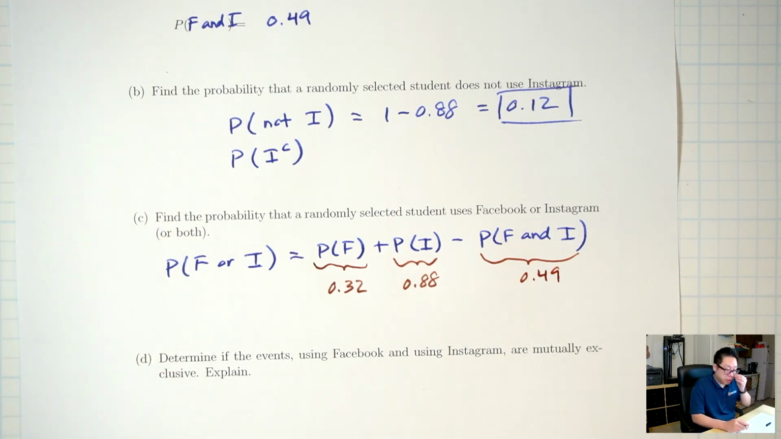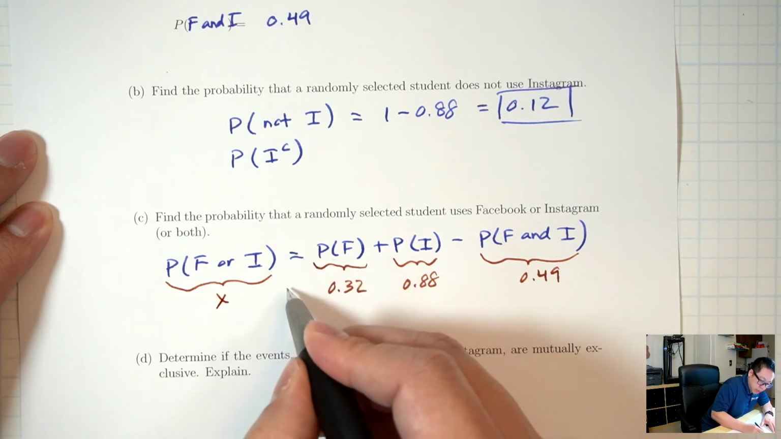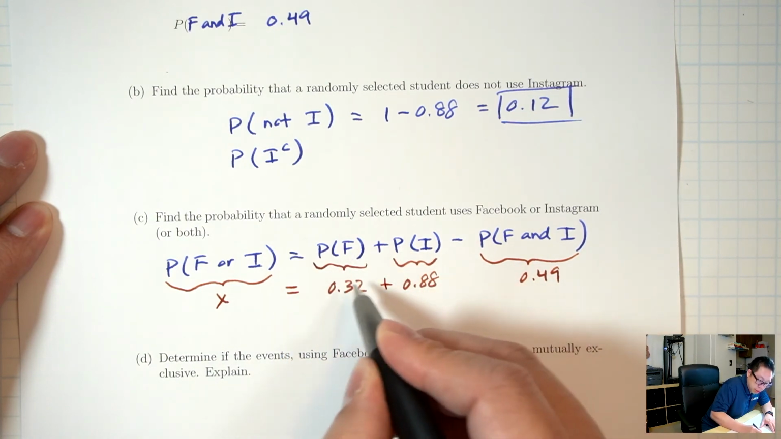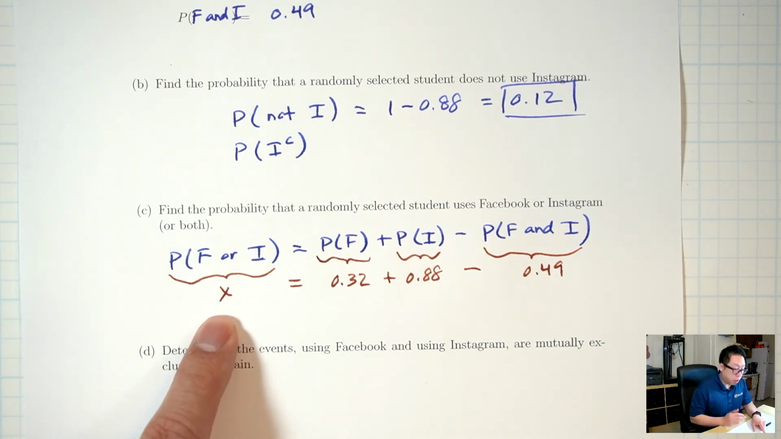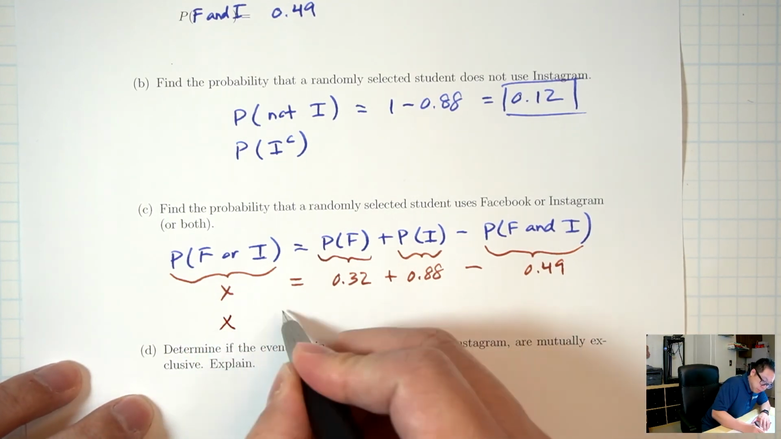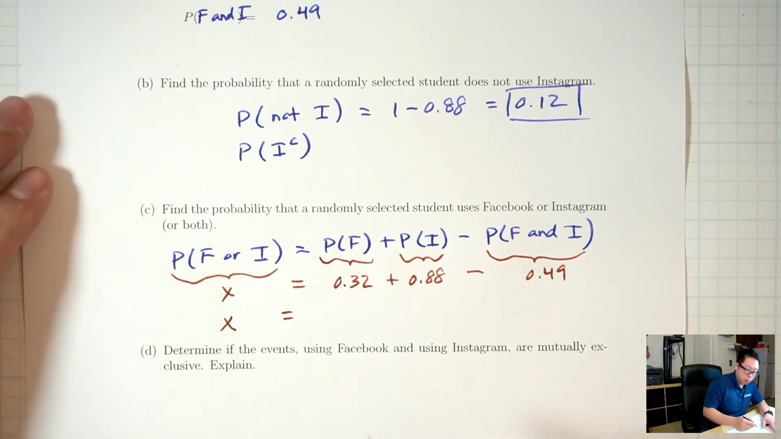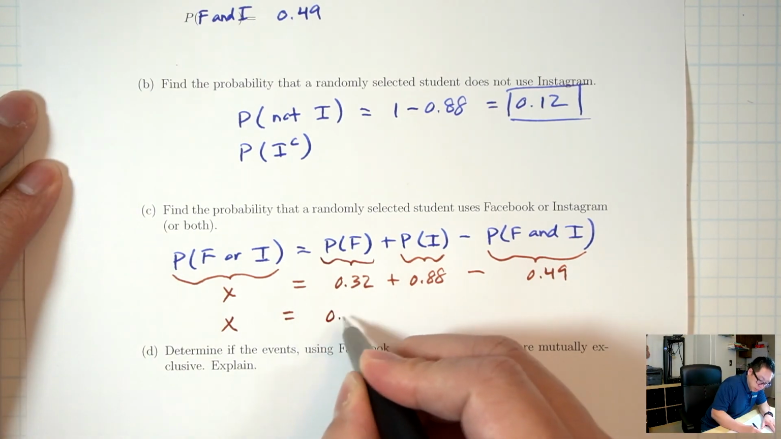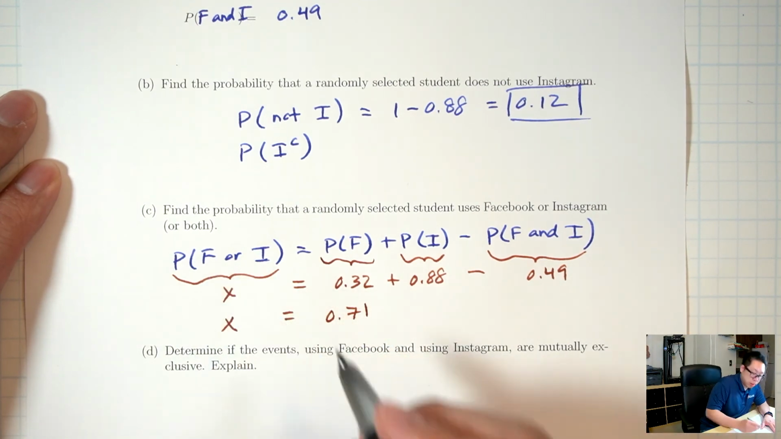And then let's go through and fill in the rest. P of F or I is what I'm looking for, so let me call that x. I have an equals here, I have a plus in the middle here, I have a minus. The x is already by itself, so all I need to do is just simplify the right side here, and I should be done. So 0.32 plus 0.88 minus 0.49, and that's 0.71. And that's the x, and the x represents the F or I, which is what I'm looking for.